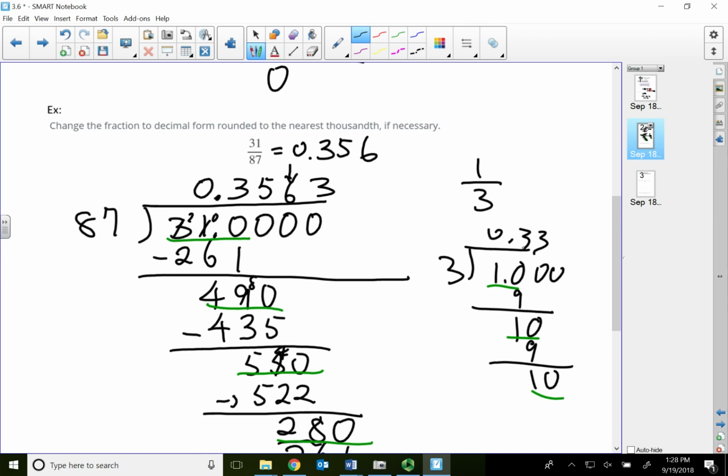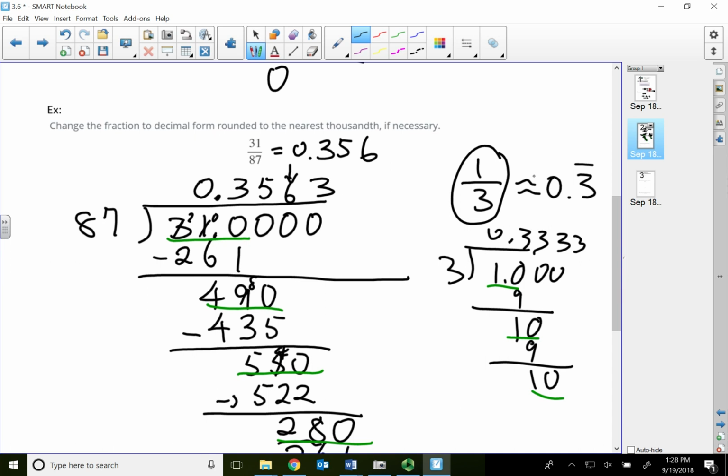So 0.3, this is just going to keep on being 3. That's the reason why we say 1/3 is actually 0.3 repeating, with the repeating bar on top. So this one right here, the 31 over 87, eventually is going to hit the repeating pattern. As long as my decimal places have a repeating pattern, then that type of decimal number will be able to convert into a fraction.